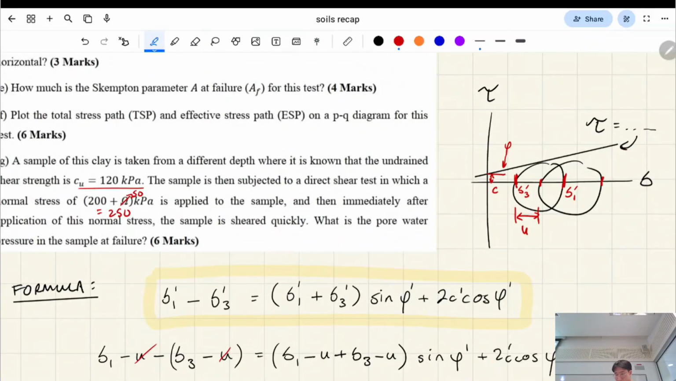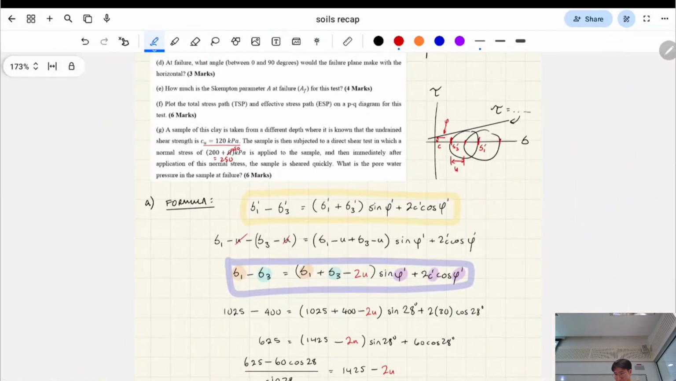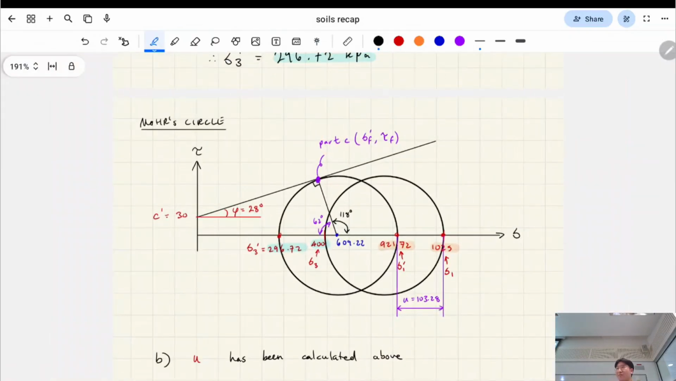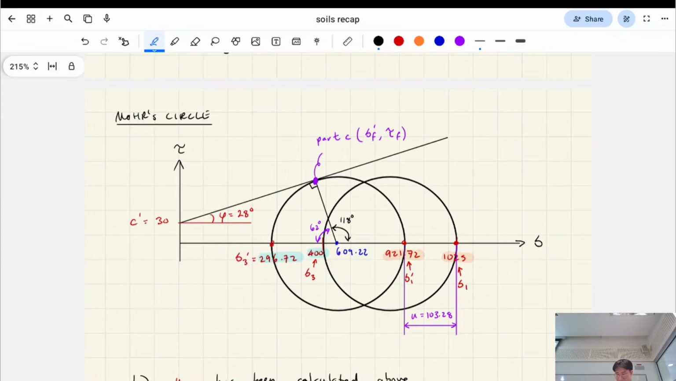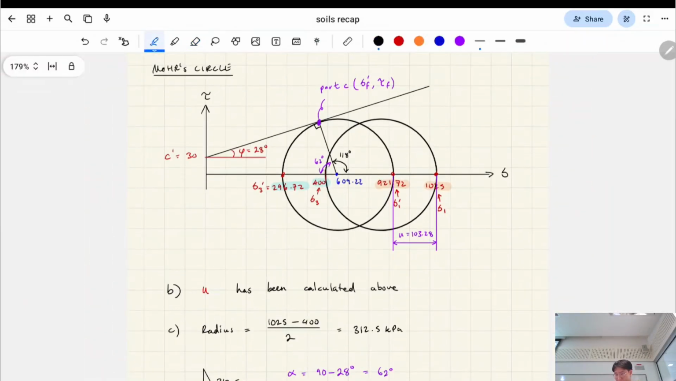But the failure criterion, this line, it all relates to this circle and this line. Since we want to plot everything, we want to be able to plot both circles. Do you know what I'm saying? Here's what the plotted Mohr circle looks like. That's basically everything that I've been mentioning. You can calculate these angles as well based on your understanding of triangle geometry. That's based on 28, 62, and 118 and so on.